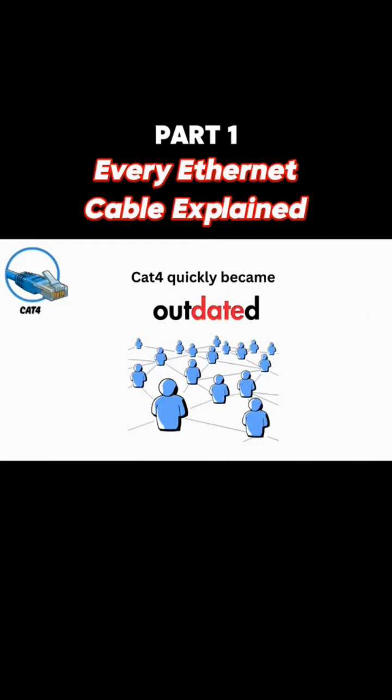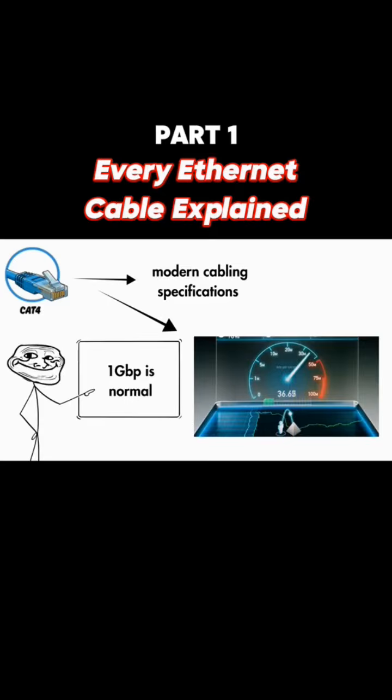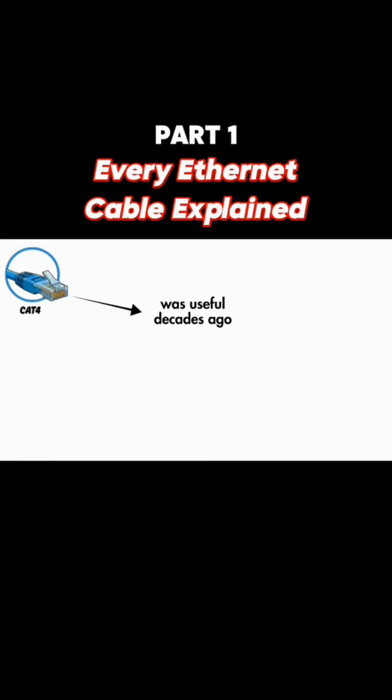However, Cat4 quickly became outdated once faster networking standards arrived. It's no longer recognized by modern cabling specifications and can't meet today's speed requirements, where 1 gigabit is considered normal. In simple terms, Cat4 was useful decades ago, but it has no place in modern networking today.